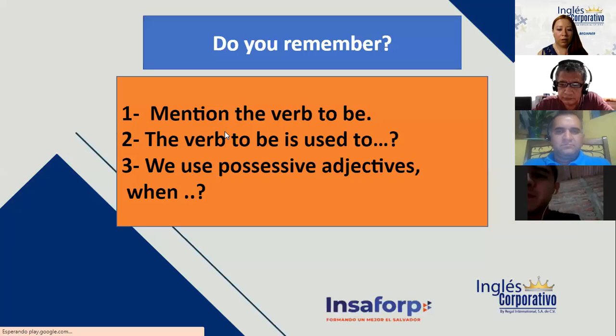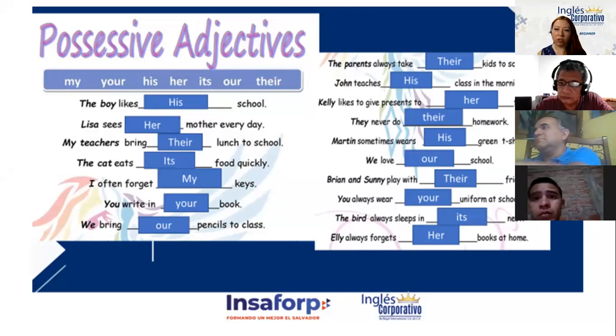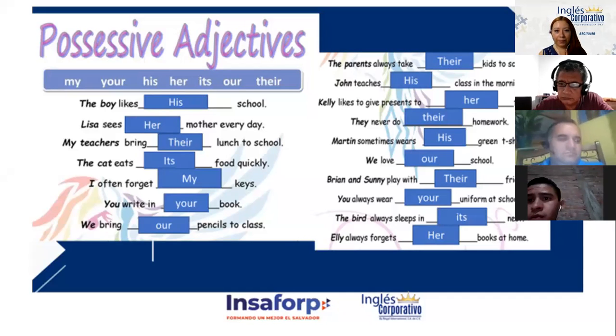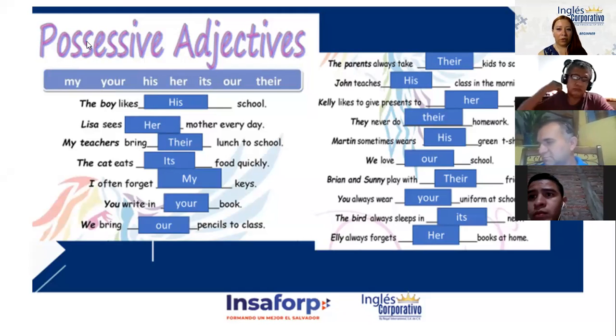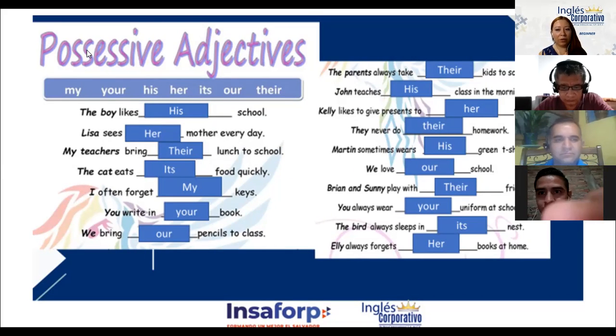So, today we're gonna talk about the verb to be. We saw possessive adjectives. Who can tell me? When do we use possessive adjectives? ¿Cuándo usamos los adjetivos posesivos? ¿En qué escenario los usamos? One person to raise the hand. We saw this yesterday. Eso lo vimos ayer. ¿Cuándo nos referimos a qué cosa? Possession. Yeah, posesiones de alguien.